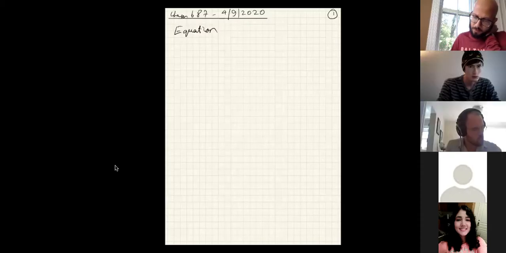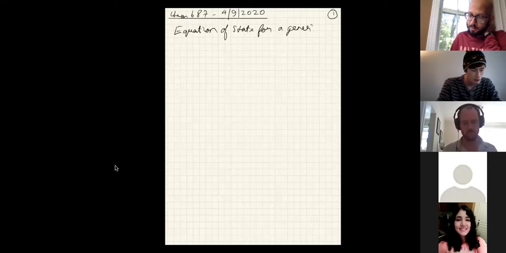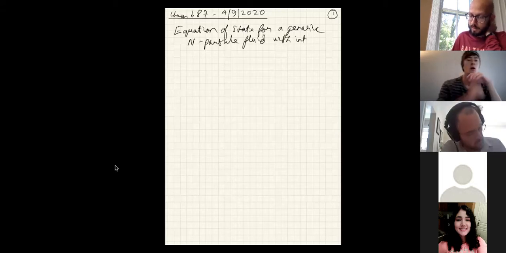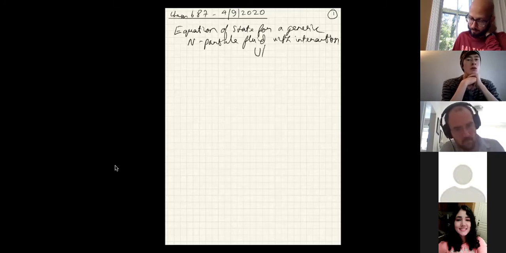So in today's class, we are trying to think about the equation of state for a generic n-body, n-particle fluid with interactions. It's not an ideal gas. So the interaction in general is given by some U of all coordinates r to the power N.